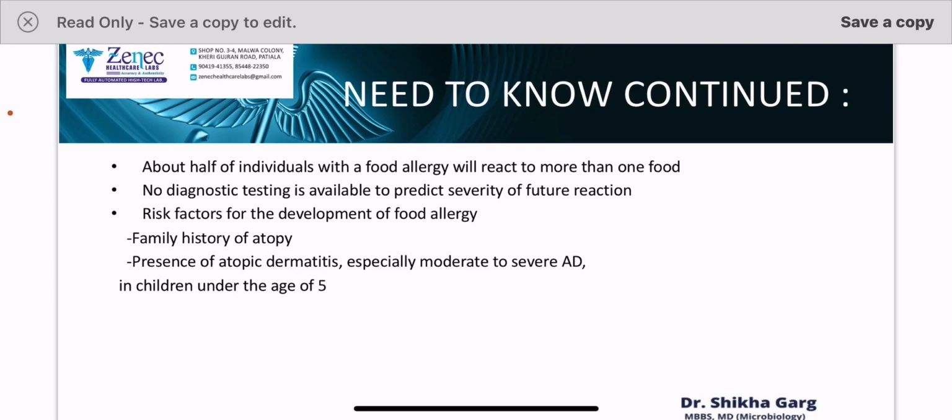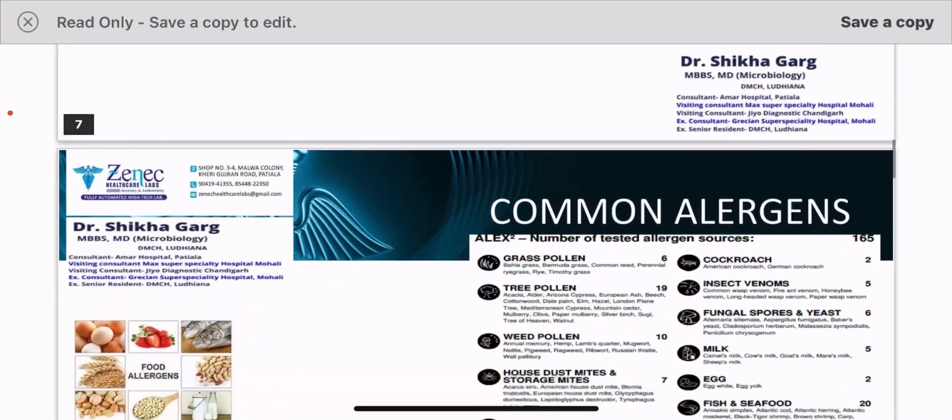So what are the risk factors for the development of food allergy? It could be a family history of atopy or the presence of atopic dermatitis, especially moderate to severe atopic dermatitis in children under the age of 5.